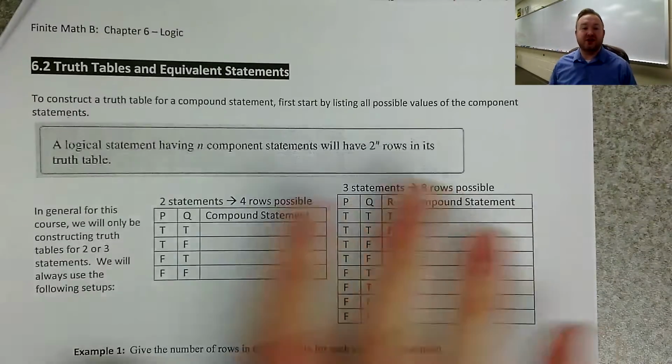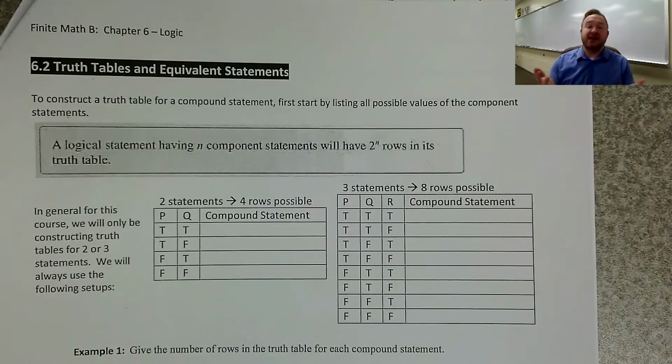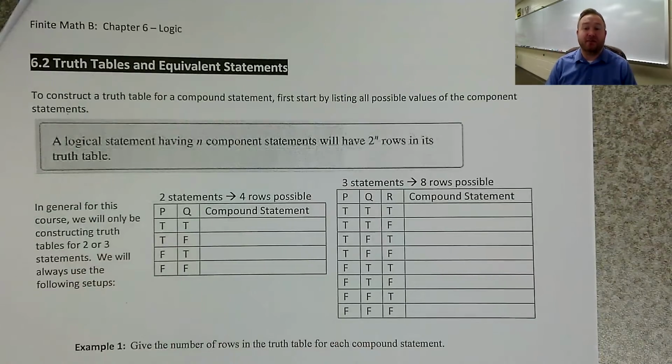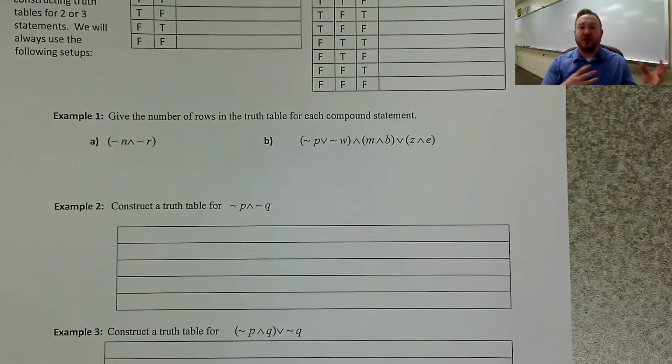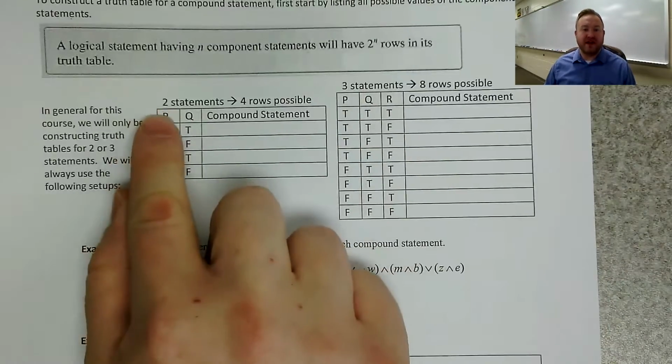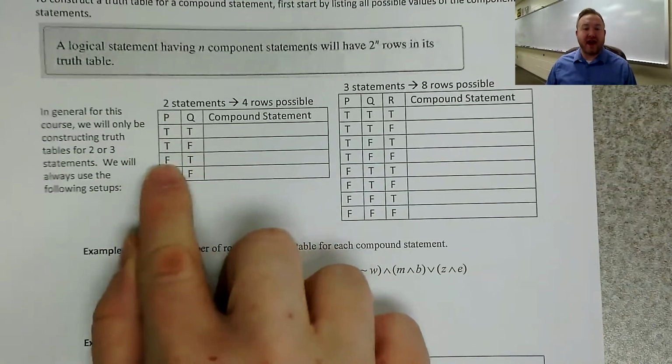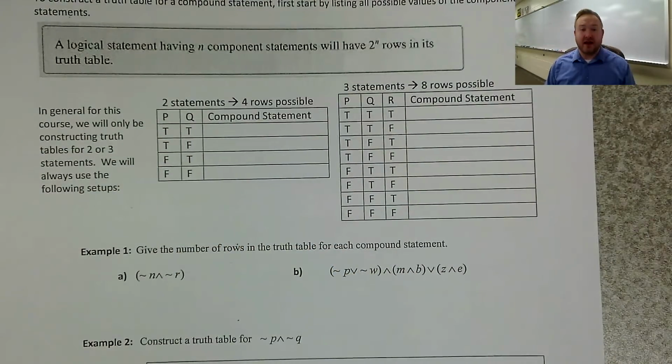All righty. In a truth table, we are going to consider any number of simple statements and then some combination of those simple statements, which we call a compound statement. The idea is to determine whether that compound statement is true or false for every possible combination of true and false for the simple statements. For instance, we'll have maybe a P and a Q. We'll consider every possibility of true and false for the two simple statements P and Q.